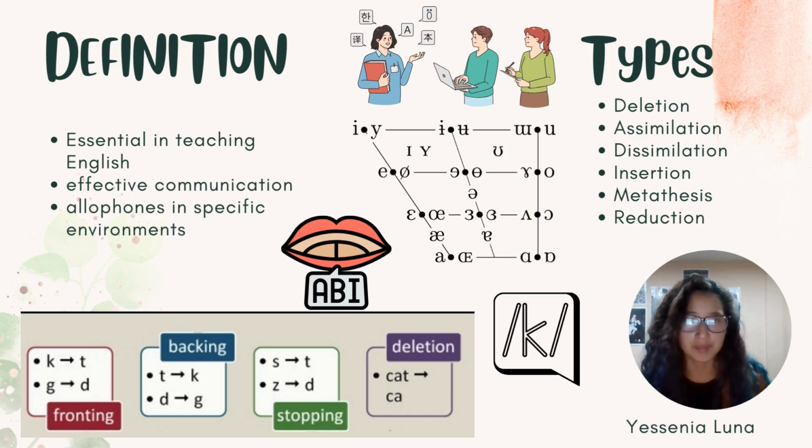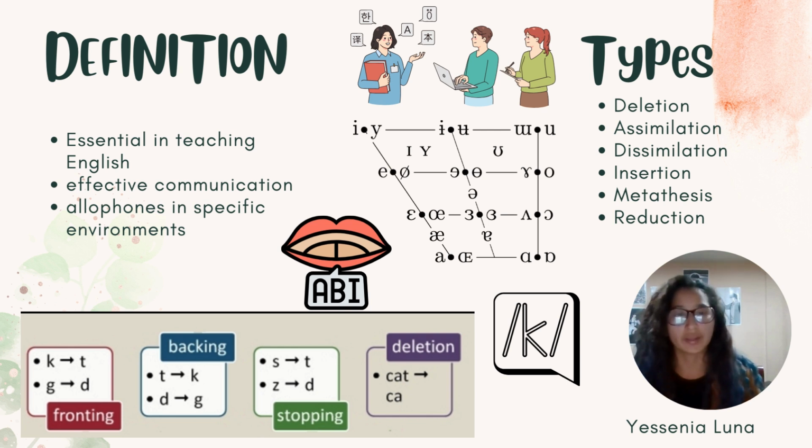Hello, good afternoon everybody. My name is Yesenia Luna, and I'm going to explain the phonological rules. The definition: phonological rules are essential in language communication, whether spoken, written, or read, and understanding them is also crucial when we teach English. These rules control how sounds change, describing how phonemes convert into allophones. So they are a mapping between levels of sound.